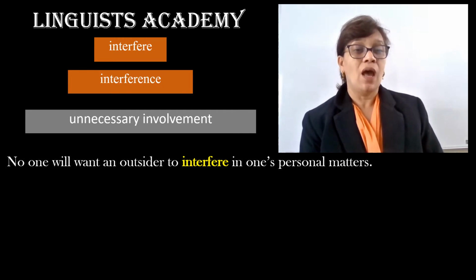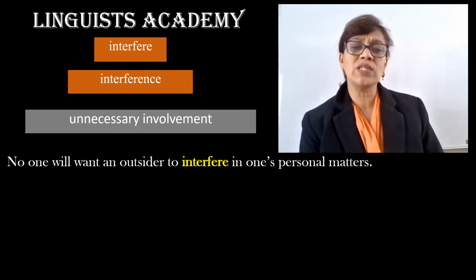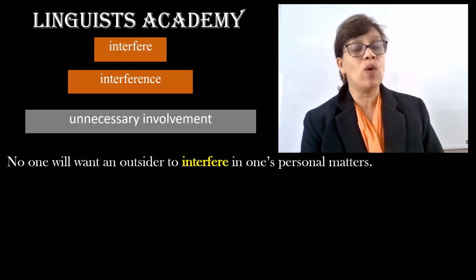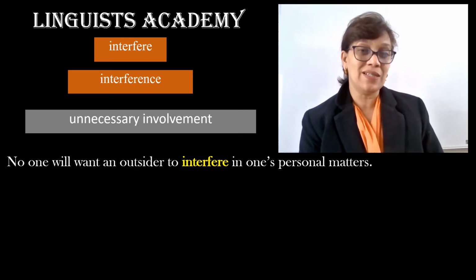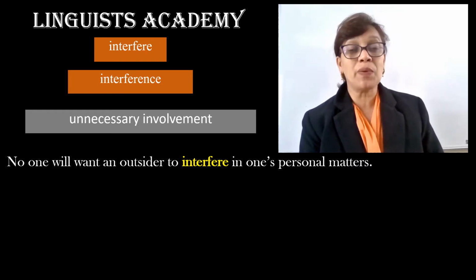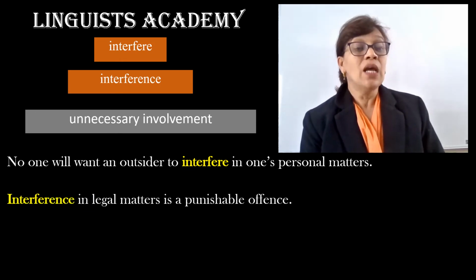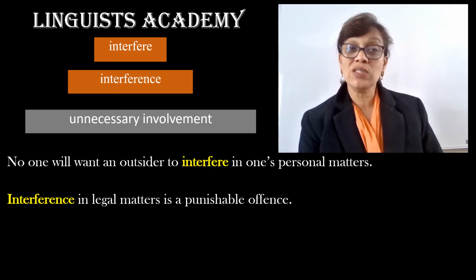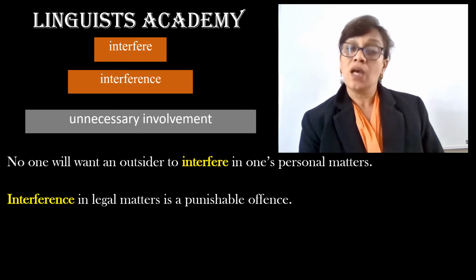See the sentence. No one will want an outsider to interfere in one's personal matters. Isn't it? The immediate reaction is, please mind your own business, isn't it? That sounds rude, but in the first place, we should think twice before interfering. The next sentence: interference in legal matters is a punishable offense because provisions are made in legal matters, and interference of any person in legal matters is a punishable offense.